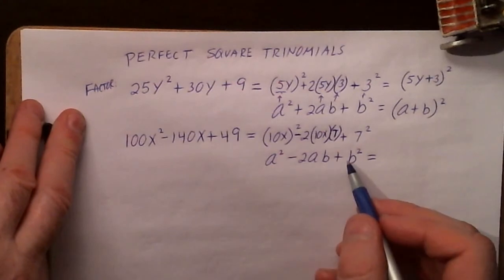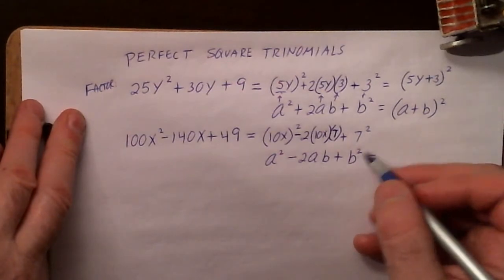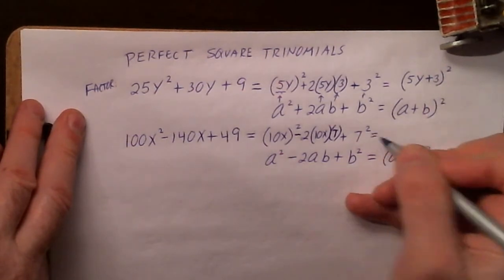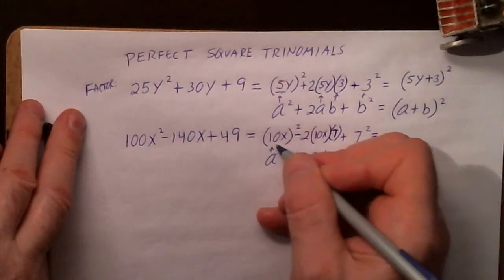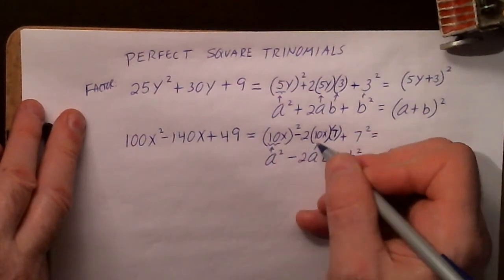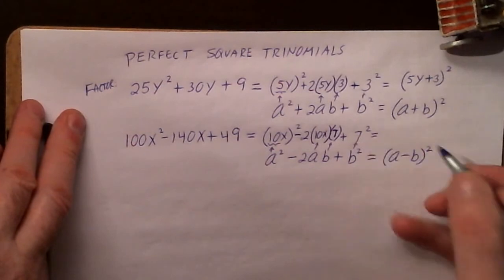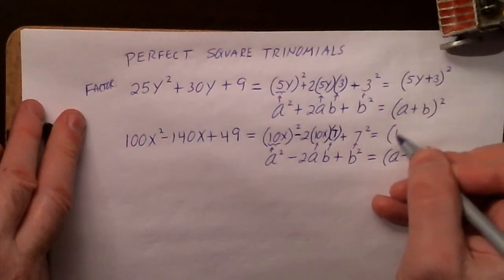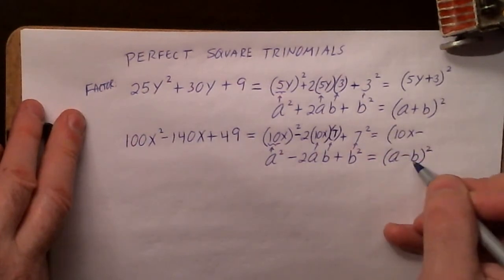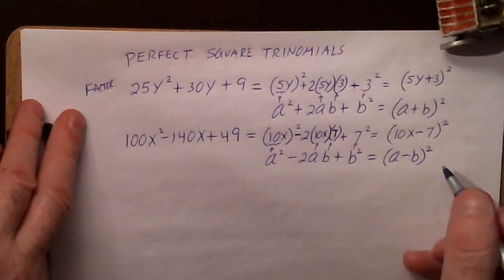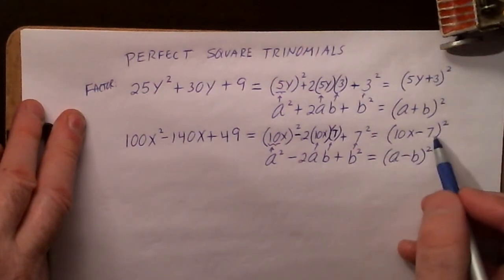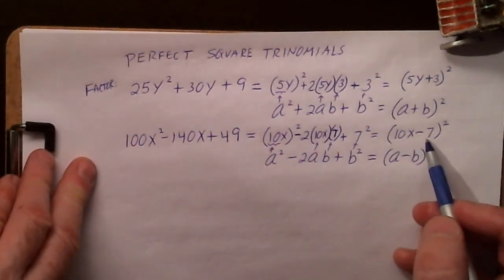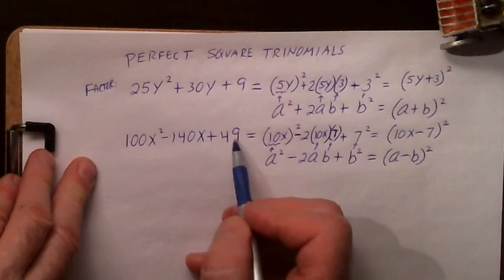It is a perfect square trinomial, and we saw when opening up the section that this would factor immediately into a minus b quantity squared. Now your A term here is really 10x. Your B term is really 7. So to factor this perfect square trinomial, all we have to do is replace A with 10x and replace B with 7. And we're done. This would be the correct factorization of 100x squared minus 140x plus 49.